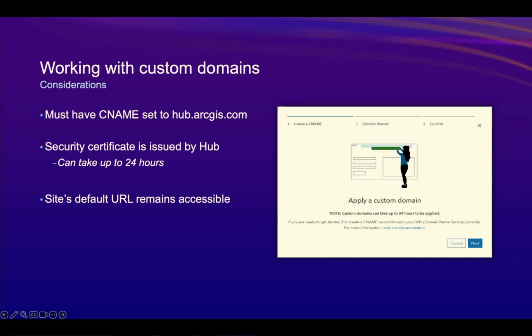But a very important point to note, custom domains exist alongside that site default URL that comes out of the box with Hub. It does not replace it. So even if something happens to your custom domain, you will always have that default URL as a backup to be able to go in and still access your site. So write that default URL down somewhere. Don't lose that, because that will be your backup policy for this.